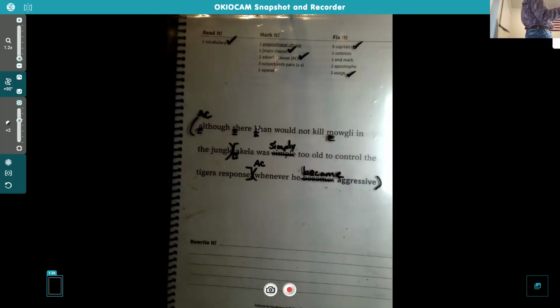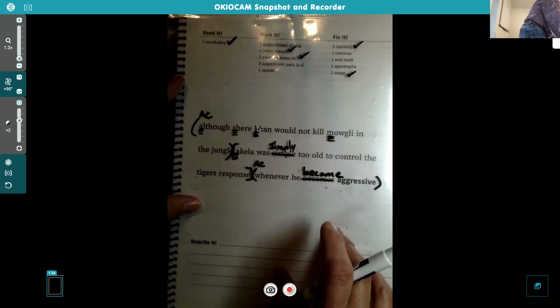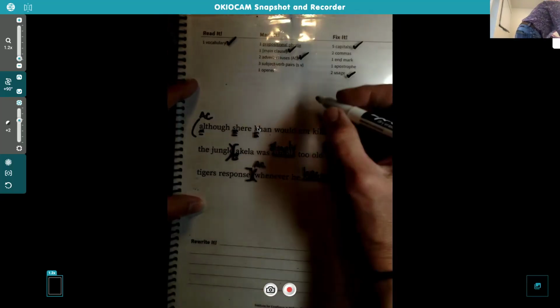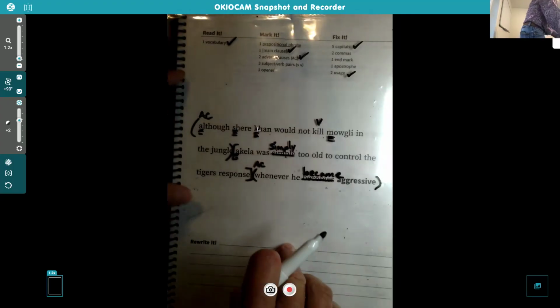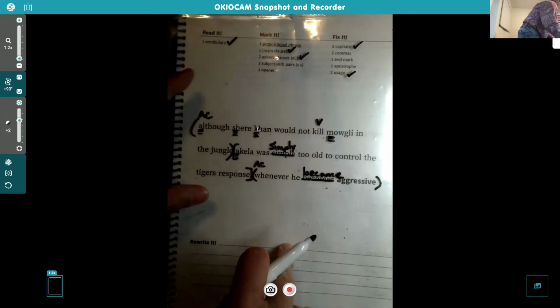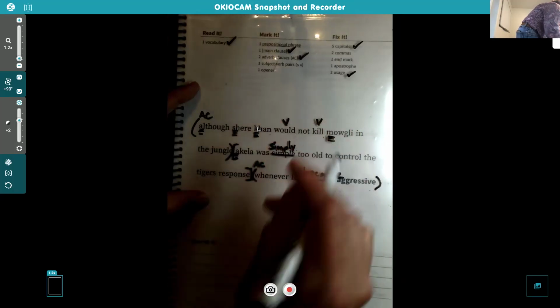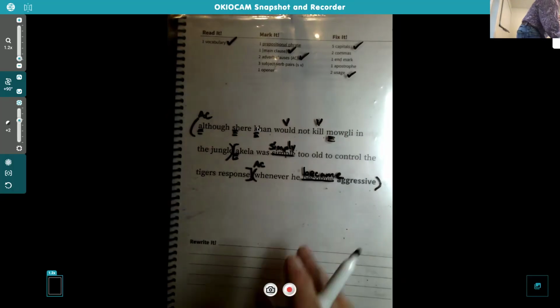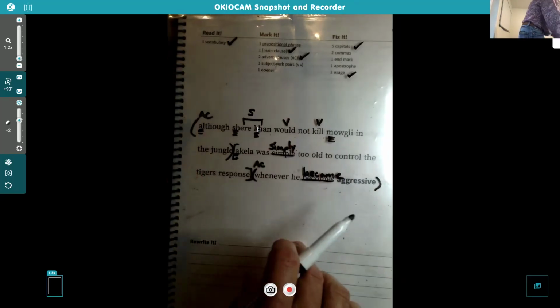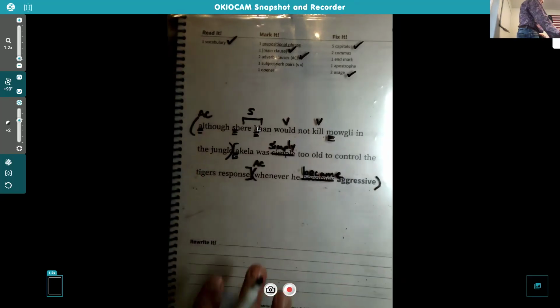We'll look for the verbs first. In the adverb clause, that first one. Kill. There's one more. Would. There you go. Those are the verbs. Who would not kill Mowgli? I think Shere Khan. Yes. So we're going to do a bracket like this, and we're just going to put a subject because we're not labeling nouns anymore. It's just going to go right to subject.